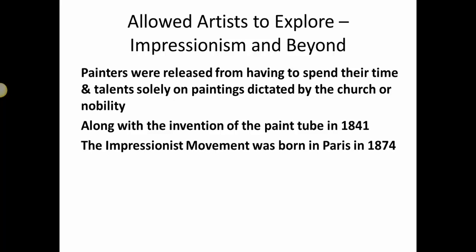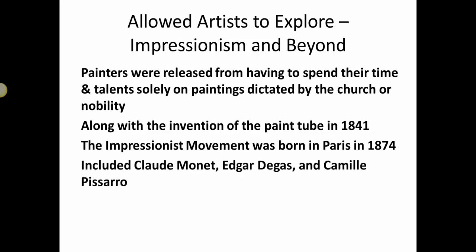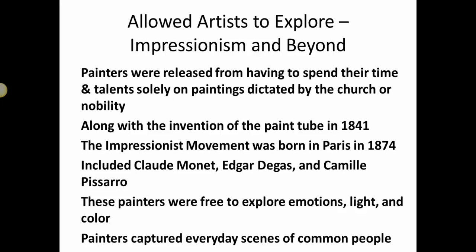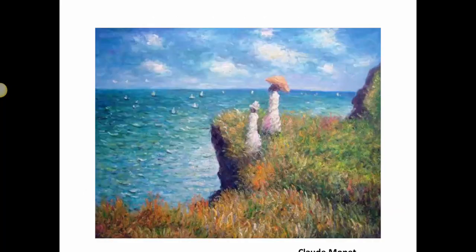The Impressionism movement started in France in 1874, and some of the more famous early Impressionists were Monet, Degas, and Pissarro. And they were able to kind of get away from just this documentation and portrait type work and explore light, color, and emotions. And they began to be more focused on what was out there amongst the common people. So this is Claude Monet, and as you can see, it's not realism. It's not like a photograph. It's distinctly an impressionism painting because it's creating an emotional connection, an impression.